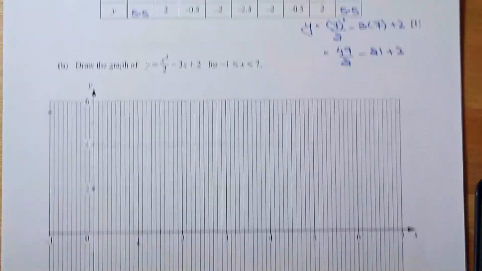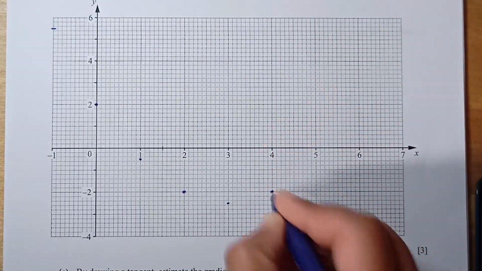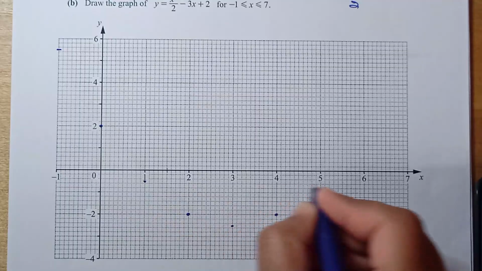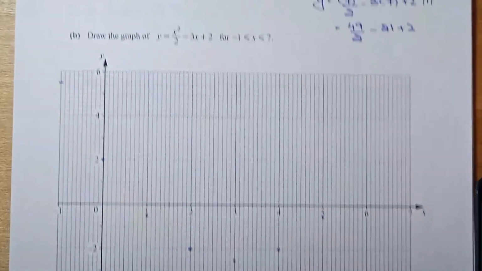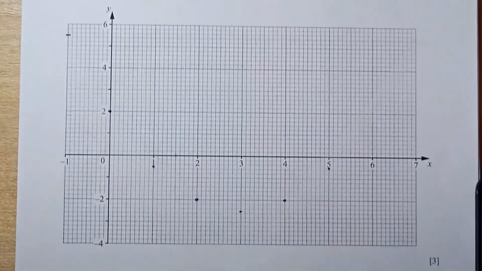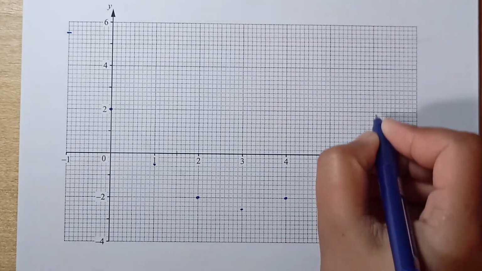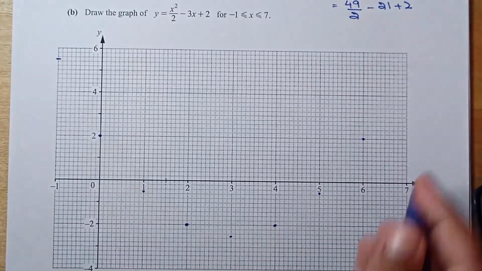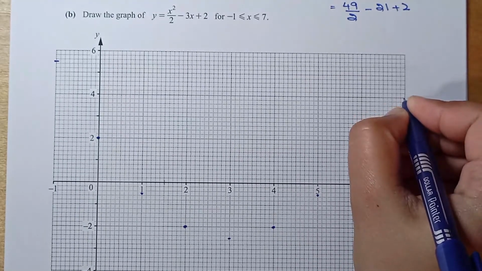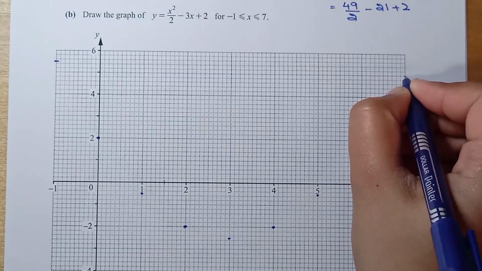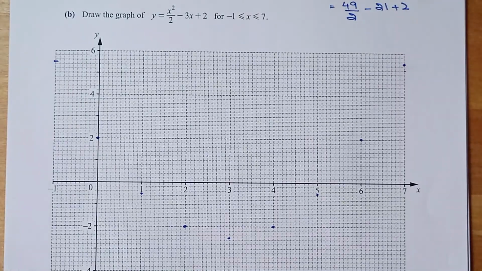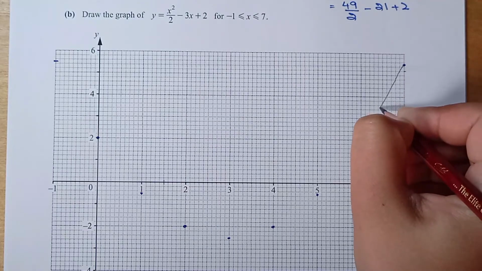And for 4 it's -2. For 5 it is -0.5, this point. For 6 it's 2. When x is 6, y is 2, and the last point for 7 it is 5.5. Okay, so for 7 we have 4, 5, and 5.5. Yes. So let me connect all the points to get a smooth curve, and make sure your curve passes through each and every point.